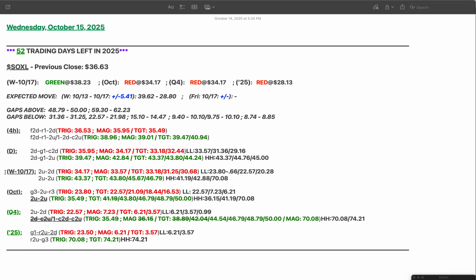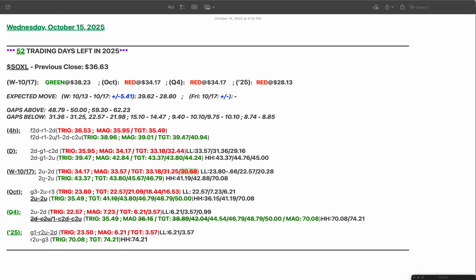All right, we already went over the week, month, and quarter and year charts, so I won't flip those back onto the screen here. We'll just go through the triggers and targets. We're still inside on the week, so we haven't triggered 2 down or 2 up yet. We're a lot closer to triggering that 2 down, right, at 36.63. That 2 down triggers at 34.17, and it has a magnitude of 33.57, so that's a pretty decent move, right? Once we reach magnitude there are extended targets of 33.18, 31.25, and 30.68. That's if we really get moving to the downside.